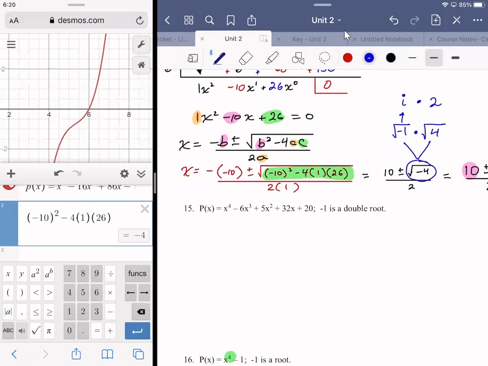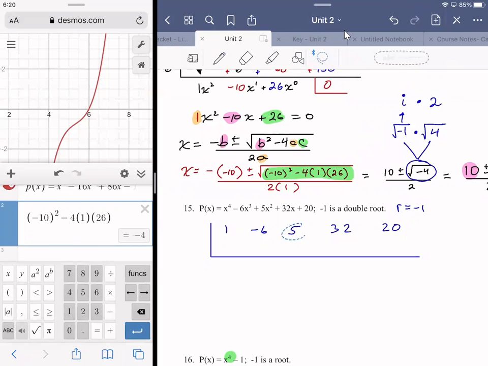All right, so we have coefficients of 1, -6, 5, 32, and 20. They're saying -1 is a double root, which means r is equal to -1. I just want to make sure I've accounted for every power between 4 and 0. The highest power is 4, lowest power is 0. Everything's accounted for: 4, 3, 2, 1, 0. So now I can start with my synthetic division.